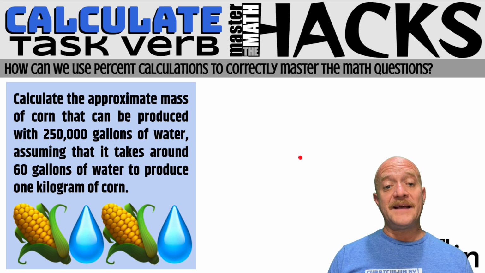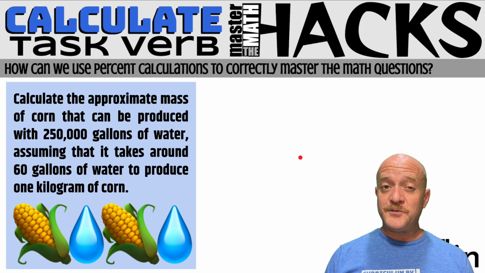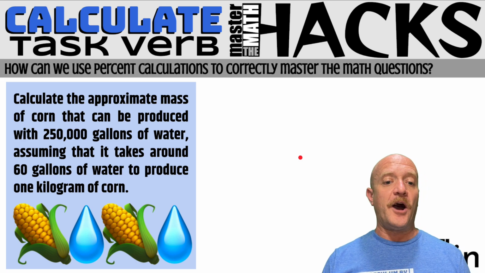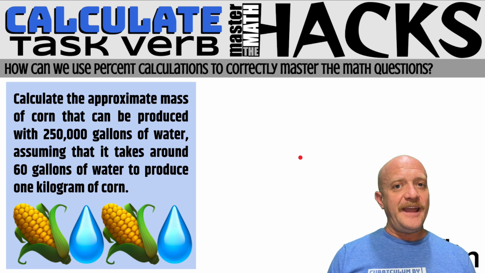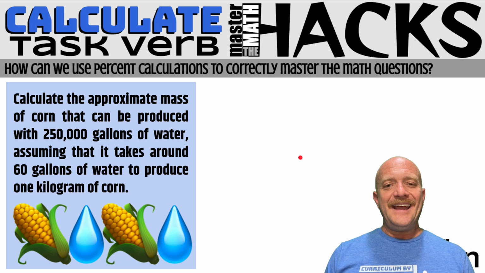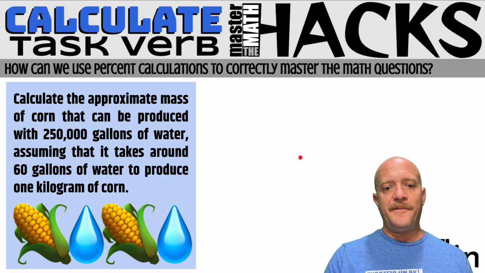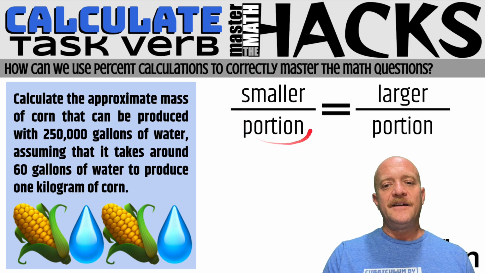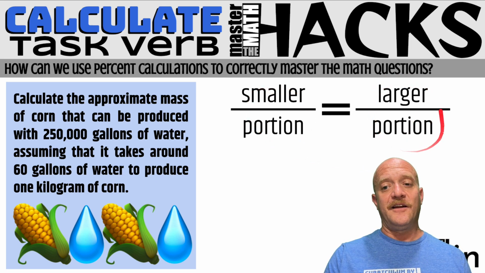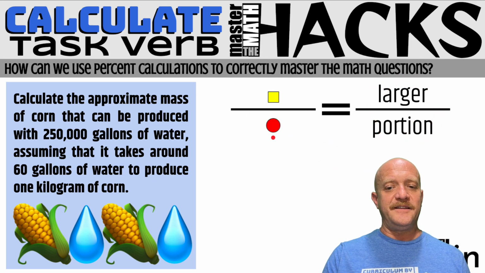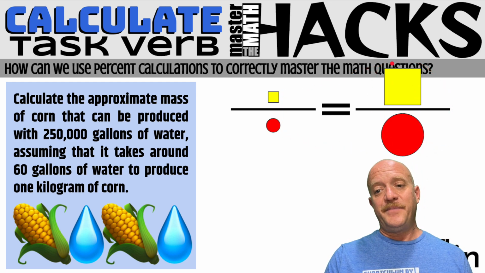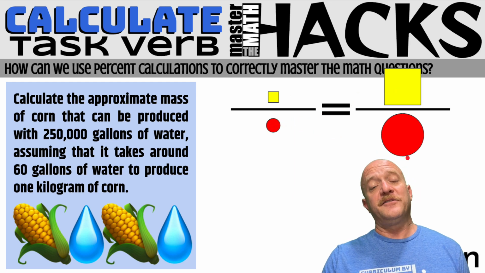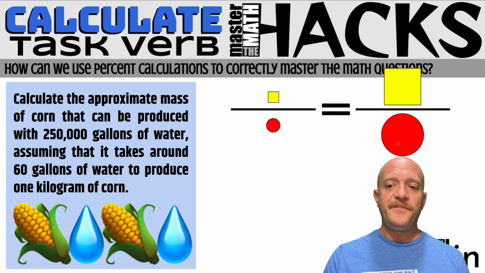Okay, one more example. Calculate the approximate mass of corn that can be produced with 250,000 gallons of water, assuming that it takes around 60 gallons of water to produce 1 kilogram of corn. So this is still a proportion. It's like a percent, but it's really a smaller portion equals a larger portion. In other words, this proportion is the same as this. It's an equivalent. This got bigger by 100 times, this got bigger also by 100 times, whatever the value is.